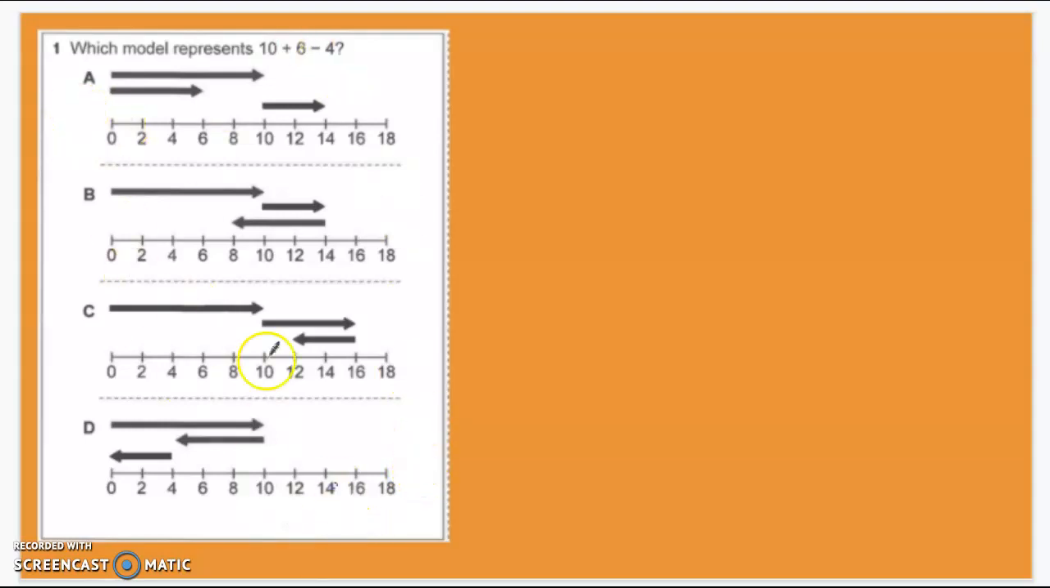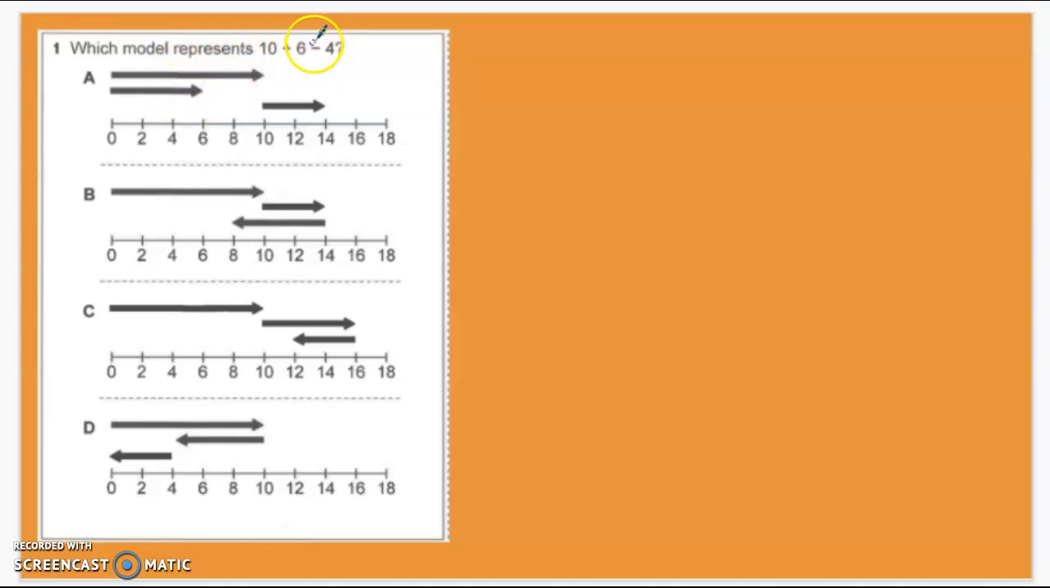So let's take a look at this first number line. This first number line has both of these arrows right above each other, and that is not representing two different steps. That is not representing 10 plus 6, like going to 10 and then adding 6. That's representing them on top of each other, and that is not how a number line works. This is not a correct representation of 10 plus 6.